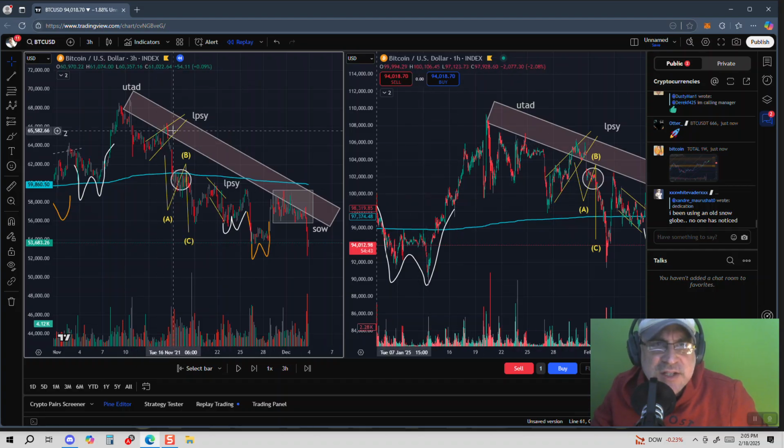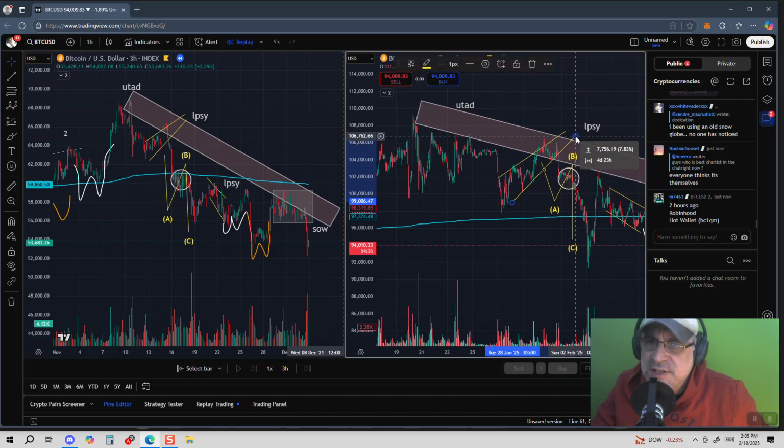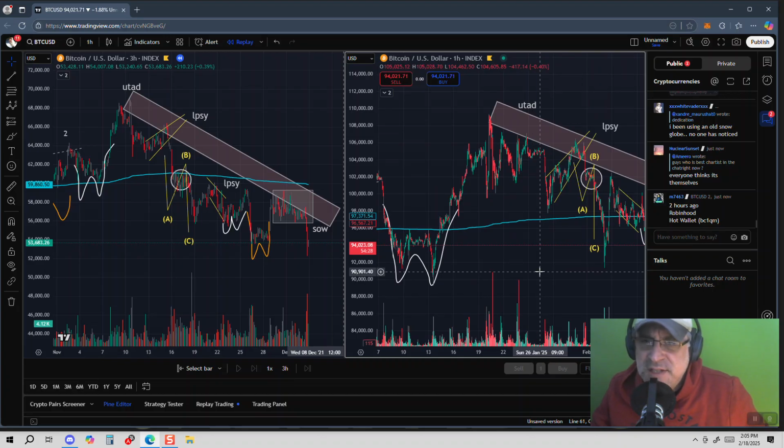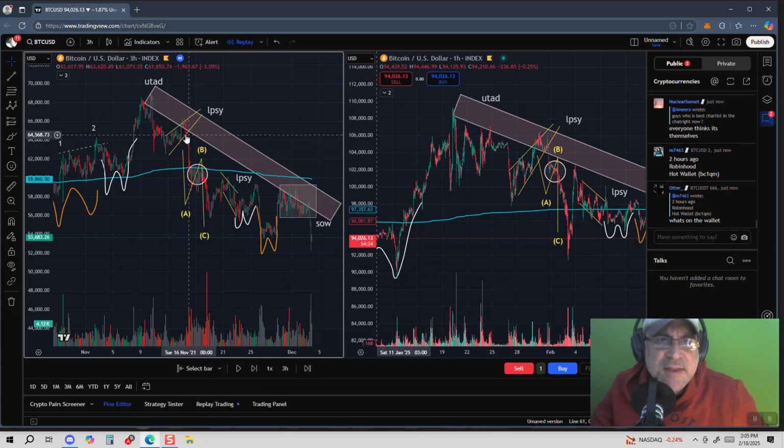And then we had the rising wedge here. Here's a rising wedge. See the comparisons of the rising wedges. The skeletons are the same. The skeletal format's the same. It's come up. It's created an LPSY, last point of supply. This is textbook distribution here. And then we had the sell-off.